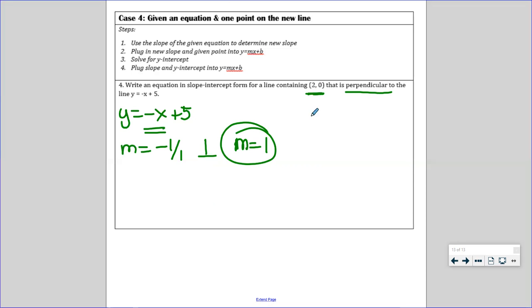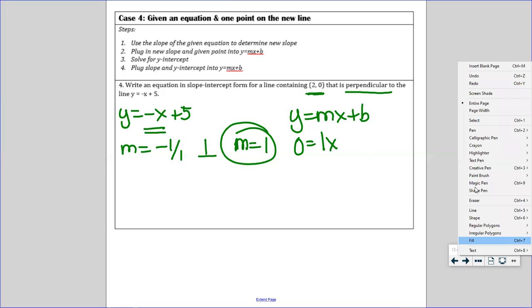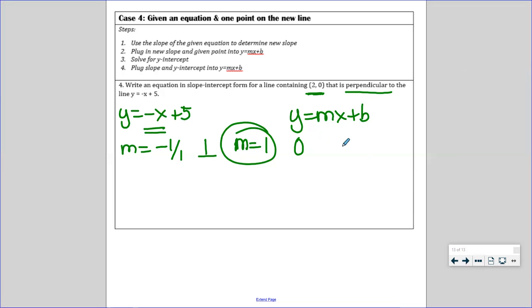So now I'm going to use that slope, and I'm going to use the point that's going to be for the new line. So I do y equals mx plus b. I have my y, 0, my m, 1, times 2. So then I got that. I simplify. My b is going to be -2.